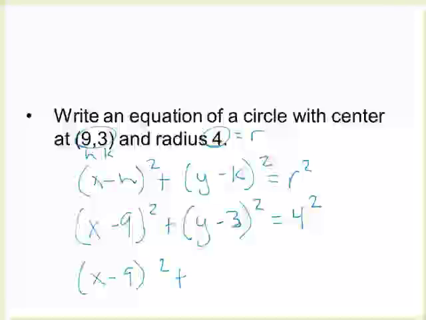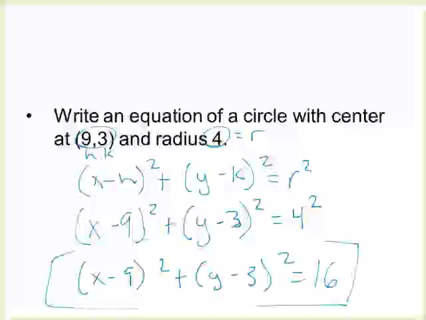And for our final answer then, we just need to square that 4 and make it 16. We don't want to square it out or anything like that or try to solve for any of the letters. This is standard form, and that's the way that we want the final answers in standard form. So we need to plug in the center as h and k and plug in the radius as r. Questions?